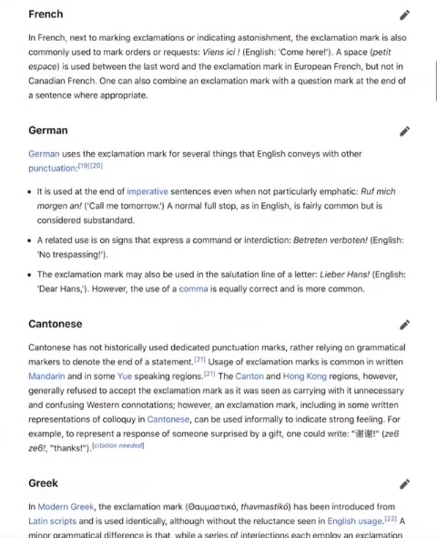French. In French, next to marking exclamations or indicating astonishment, the exclamation mark is also commonly used to mark orders or requests. Viens ici. In English, come here. A space, a petite space, is used between the last word and the exclamation mark in European French, but not in Canadian French. One can also combine an exclamation mark with a question mark at the end of a sentence where appropriate.